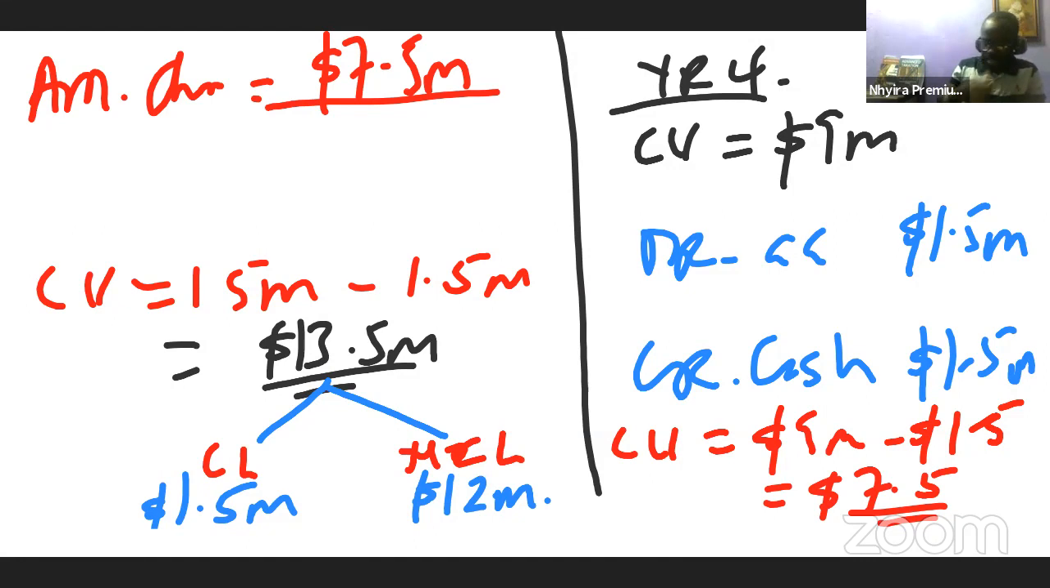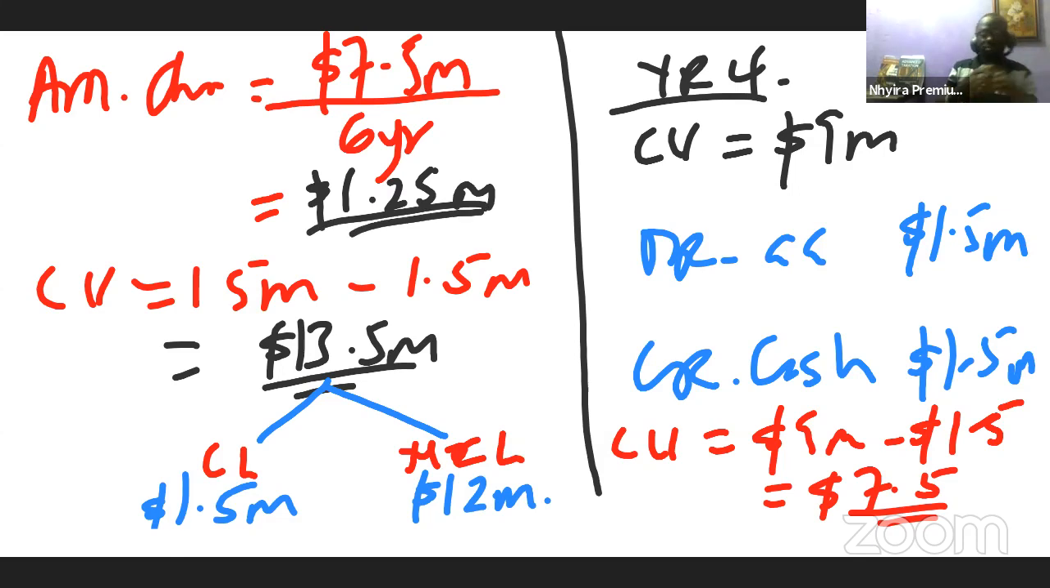divided by, we have 6 years left. So always it is the remaining useful life. So 7.5 divided by 6 gives us $1.25 million. So now this is what you'll be charging every year into the income statement and subtracting from the grants of the assets in that case. So that is it. That is it about government grants.